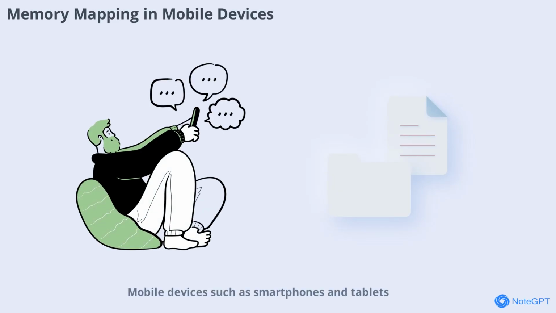Mobile devices such as smartphones and tablets use memory mapping to manage apps and data efficiently. By mapping app resources into memory, the operating system can launch apps quickly and keep them responsive, even with limited hardware. This technique helps deliver smooth user experiences on devices with constrained resources.